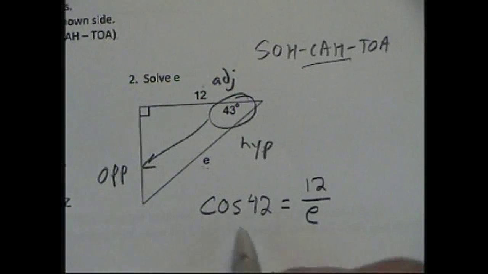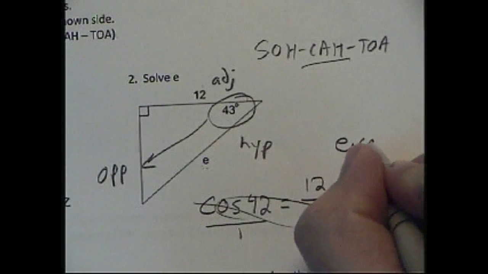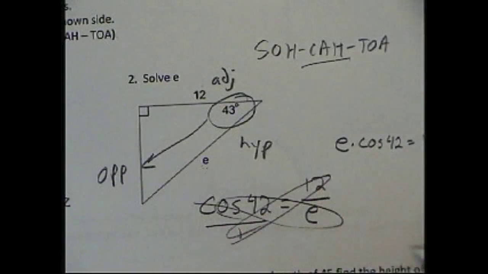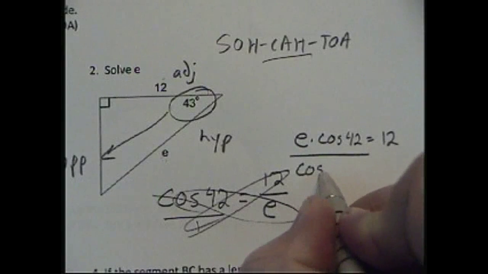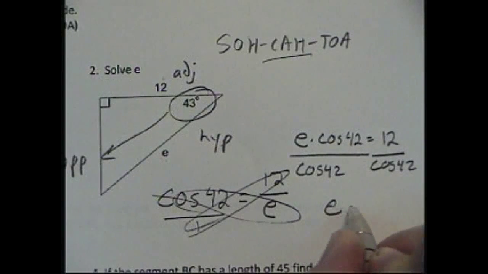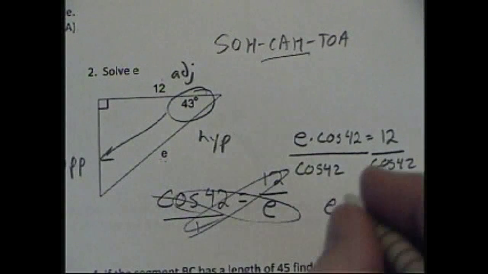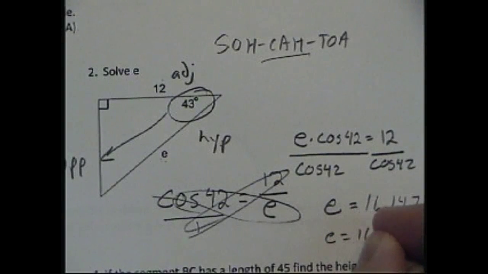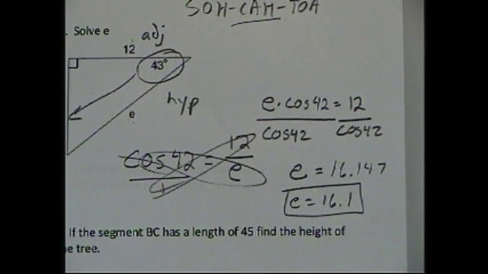This time we do have a variable in the denominator, which will just require one extra step. E times the cosine of 42 is equal to, the other direction is just 12 times 1, so we can write that as 12. Now I need to get E by itself, so I'm going to divide by the cosine of 42, both sides. So E is equal to 12 divided by the cosine of 42, which is 16.147. We'll round that to 16.1. That 4 tells us to just leave that 0.1 as is.